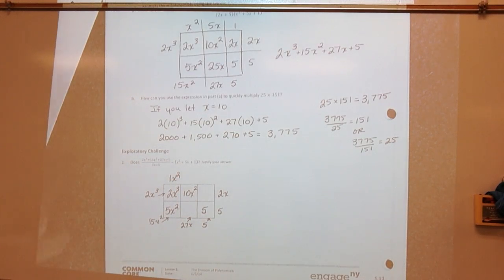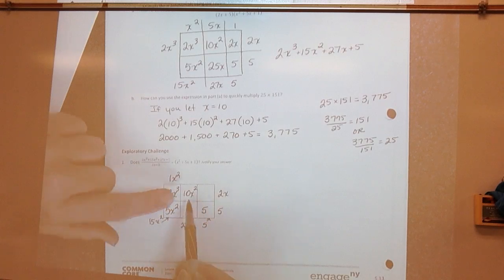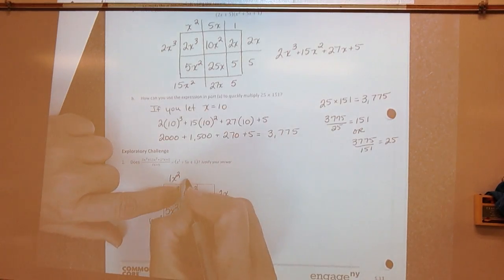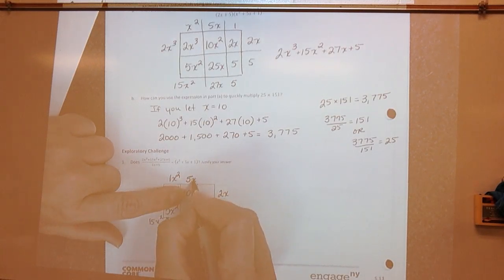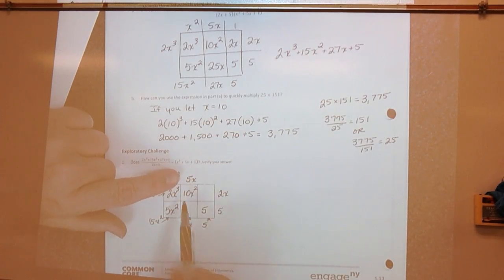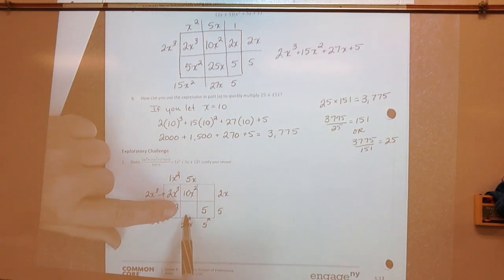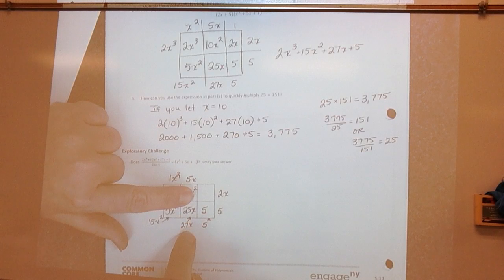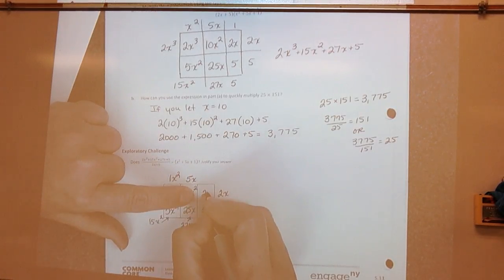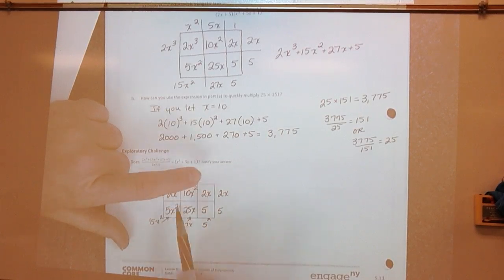Okay? So now I can say, okay, 10 divided by 2 is 5. X squared divided by x is x. So now I can fill in my missing box here. 5x times 5 is 25x. Now I need to have 27x. So that means this should be 2x.